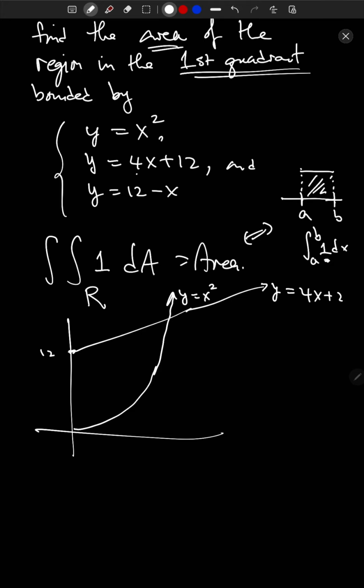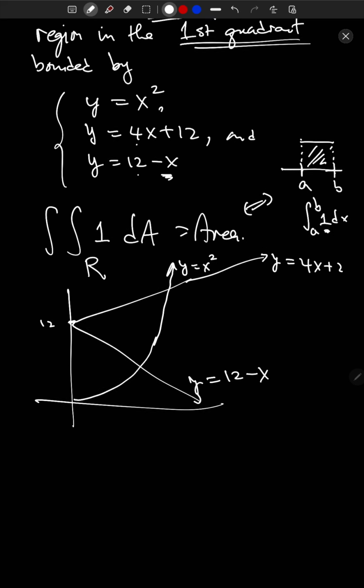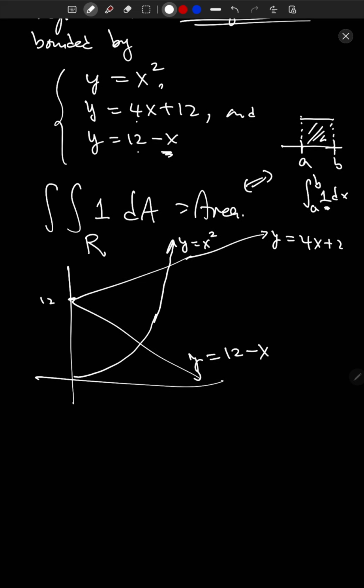y equals 4x plus 12. Our other line is going to be a line that has negative slope. Its slope is -1 actually. Its y-intercept is 12, so it's going to be something like this. Our region is the region bounded by all these three curves, and so that's going to be this guy right here.